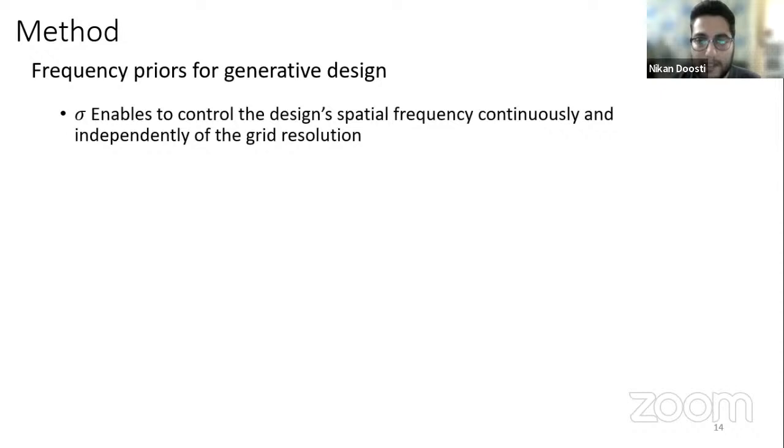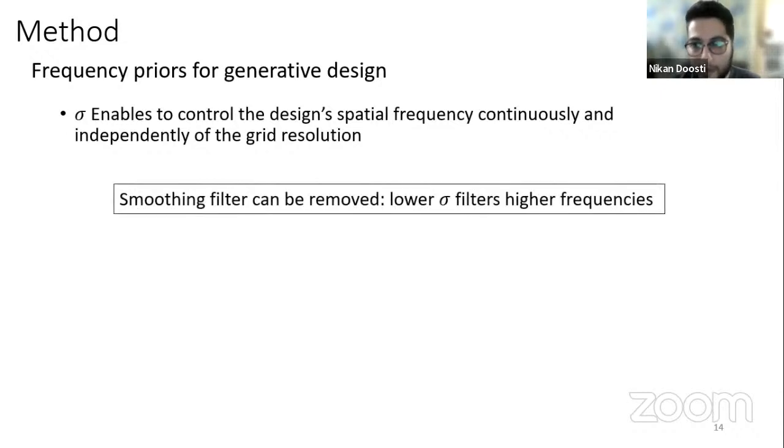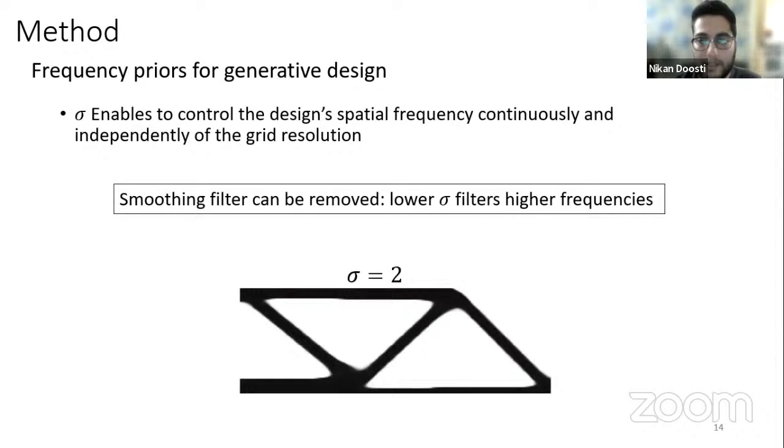So as our main contribution, we demonstrate that sigma has much greater power. It can be used to tune the spatial frequency of the design continuously. In particular, by carefully setting the value of sigma, we can avoid checkerboards and yet still produce a highly detailed design. This observation enables us to remove the conventional mesh-based smoothing filter in all of our experiments and only rely on Fourier features to control the smoothing level of the designs.